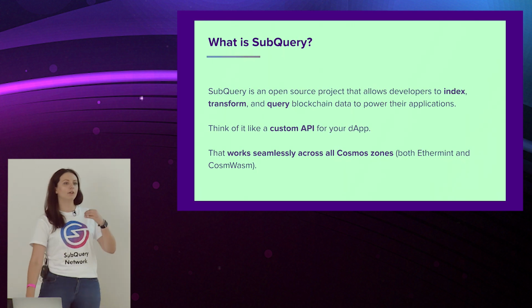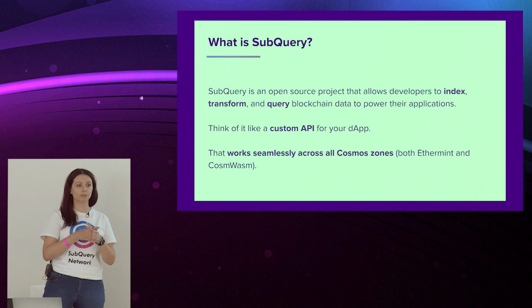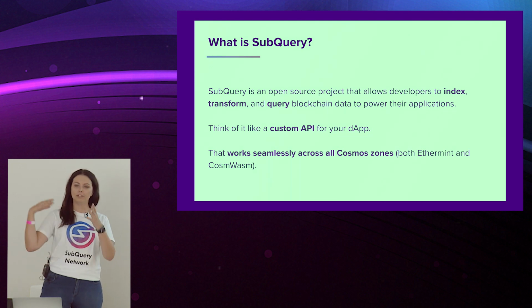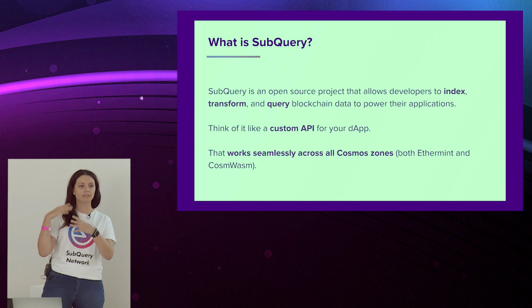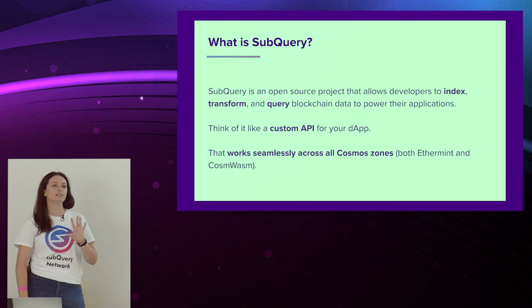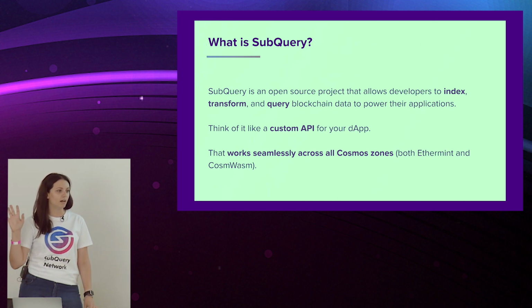Just to give you a quick overview of what SubQuery is, SubQuery is an open source tool that allows you to get data from blockchain, transform it within your application so that the data is presented to your user as you want it to be, and query it to power your application. You can think about SubQuery as a custom API, which will work seamlessly across all the zones, Ethermint and Cosmos based.